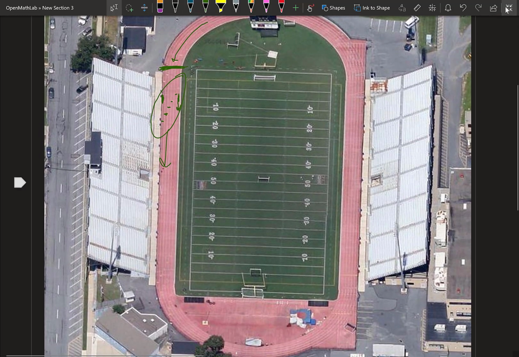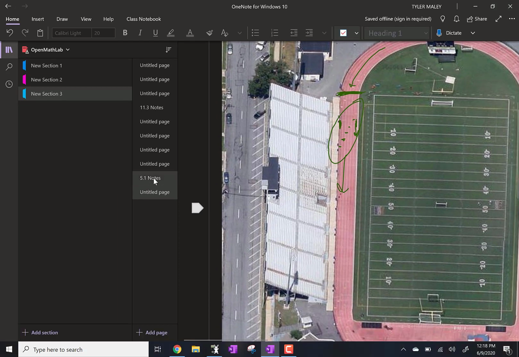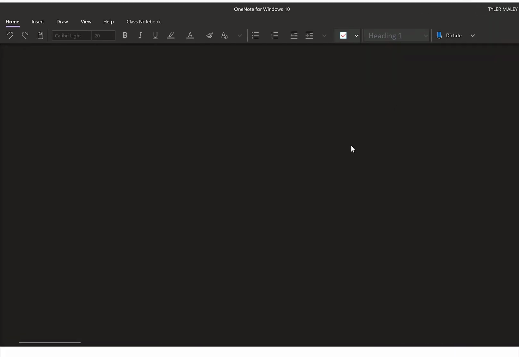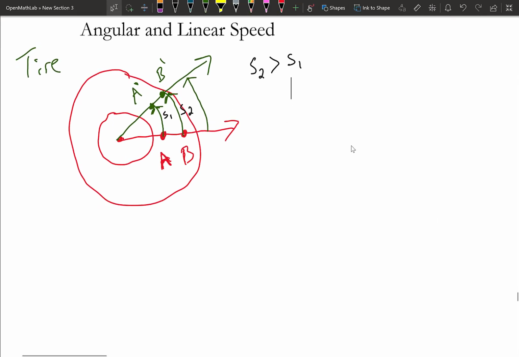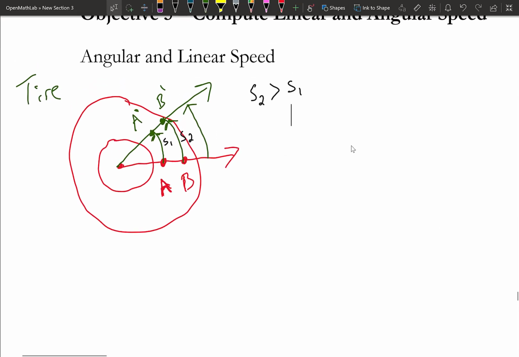So that's an application that comes to mind from that, maybe thinking through your experiences. So that's why we know that S2 is going to be greater than S1, right? Because of that kind of phenomenon, it's going to be going a greater distance, right? But the angle between A and A prime and B and B prime would be the same, right?